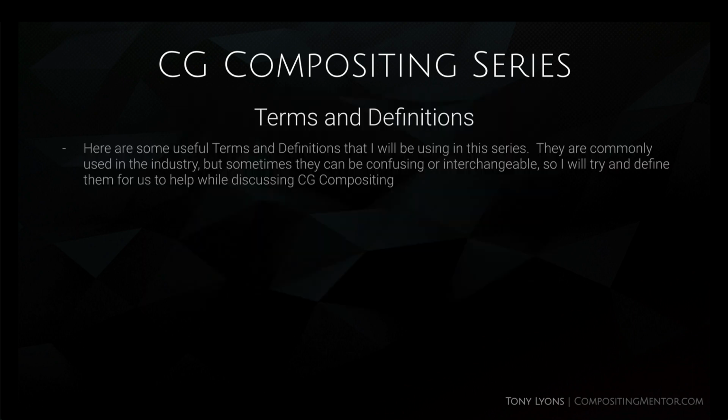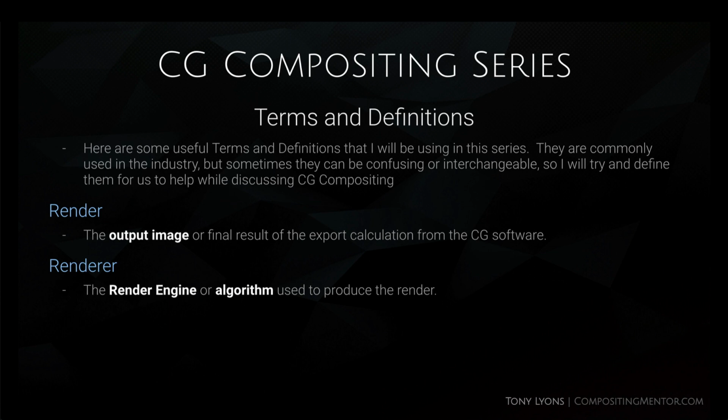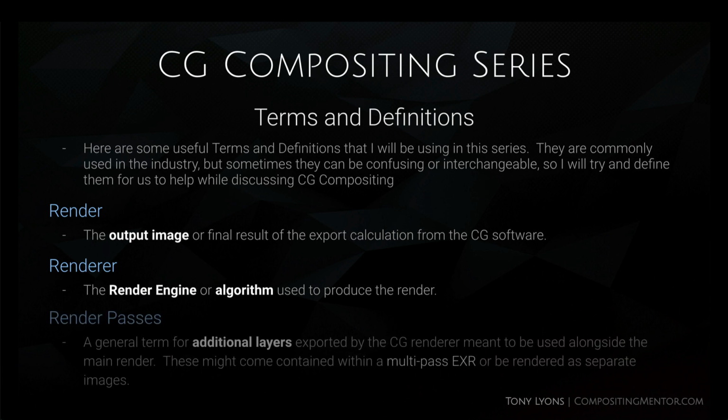Here are some useful terms and definitions that I will be using in this series. They are commonly used in the industry, but sometimes they can be confusing or interchangeable, so I'll try to define them for us to help while discussing CG compositing. So a render is the output image or final result of the export calculation from CG software. It is our final image that we're trying to use. A renderer, or render engine, is just the algorithm that is used to produce the render, or the software that is being used to produce the render.